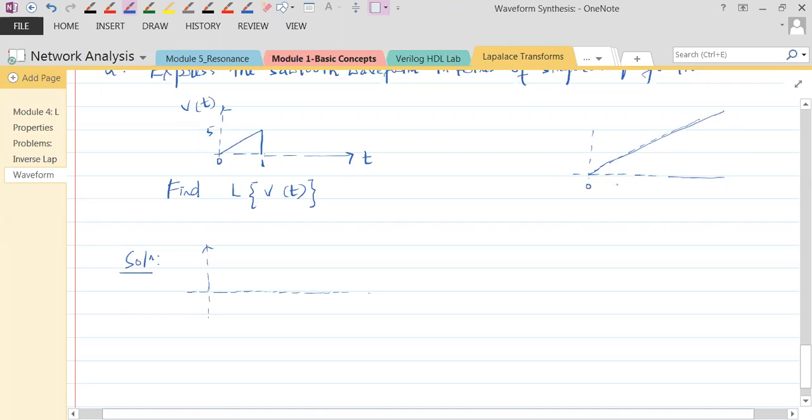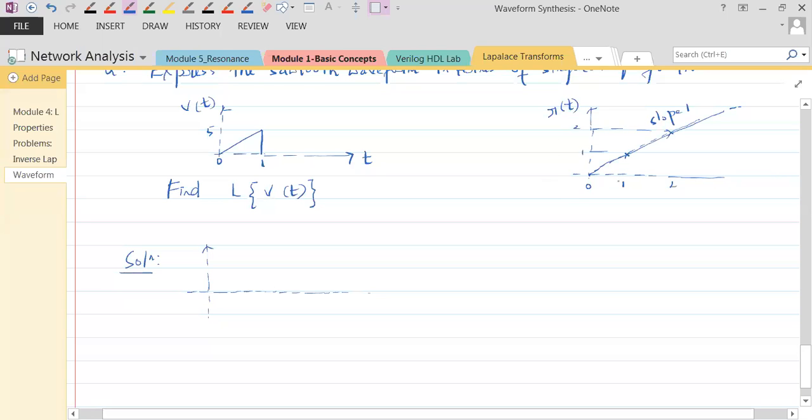If it is 0 at 0, it is 0. At 1, it is 1. At 2, it is 2, suppose. What is this? This is slope 1. This is a ramp of slope 1. At 1, it is 1; at 2, it is 2; at 3, it would be 3. So this is called r of t.